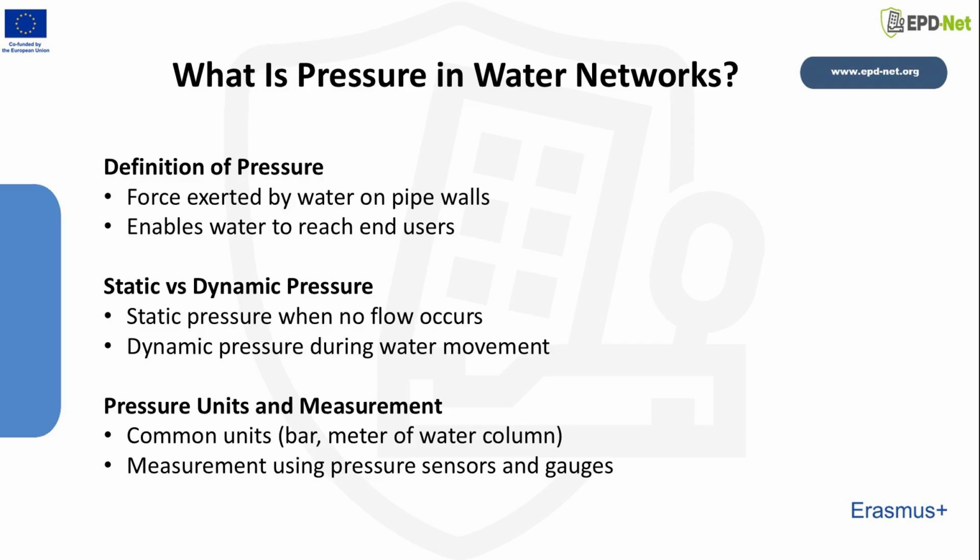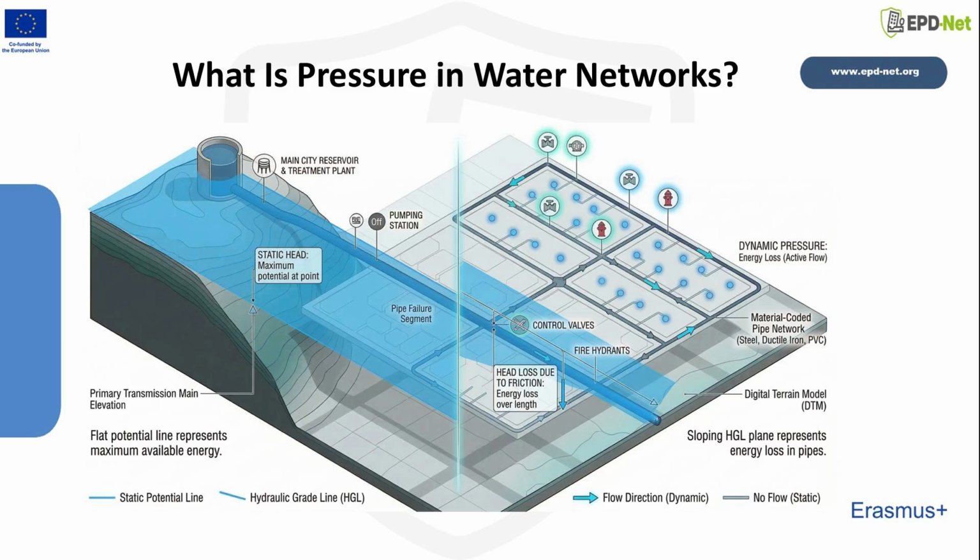Dynamic pressure, on the other hand, occurs when water is flowing through the network and is influenced by demand, friction losses, and network configuration. Pressure is commonly measured using units such as bar or meters of water column. Pressure sensors and gauges are installed at key points in the network to monitor pressure conditions. Understanding how pressure is defined and measured is a fundamental step toward effective pressure management in urban water networks.